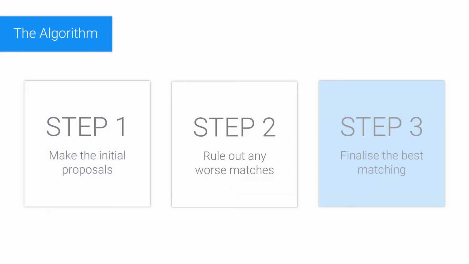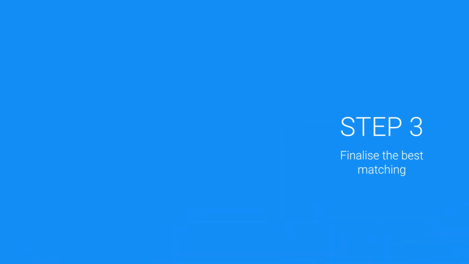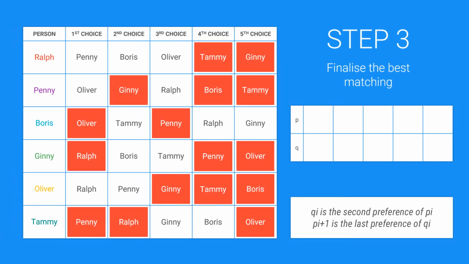Step 3 is probably the most complicated of the 3 steps. It involves creating cycles of people based on their second and last preferences in their reduced lists. This sounds complicated, but we'll do our best to explain it to you. For this step, we can start with any person that has at least 2 people left in their reduced list. For example, we can start with Ralph, because we love Ralph.